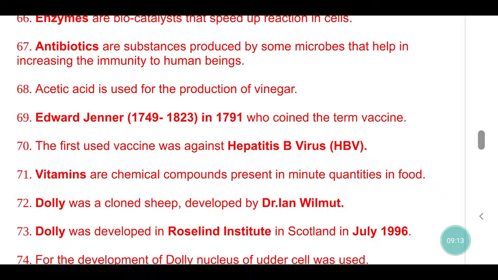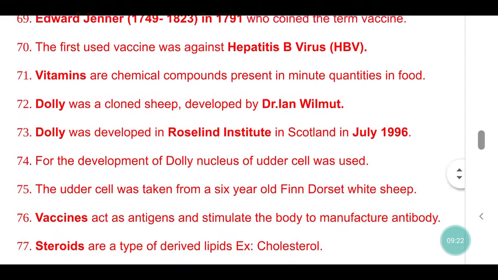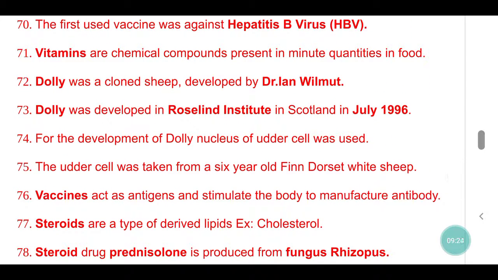Vitamins are chemical compounds present in minute quantities in food. Dolly was a cloned sheep developed by Dr. Ian Wilmut. Dolly was developed at the Roslin Institute in Scotland in July 1996. For the development of Dolly, the nucleus of an udder cell was used. The udder cell was taken from a 6-year-old Finn Dorset white sheep.